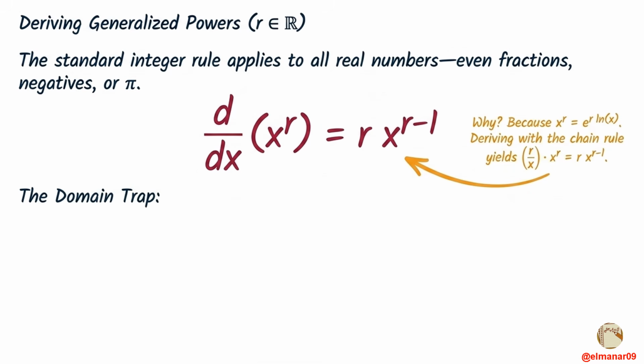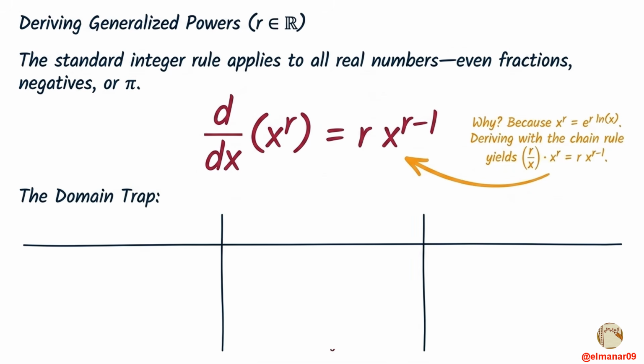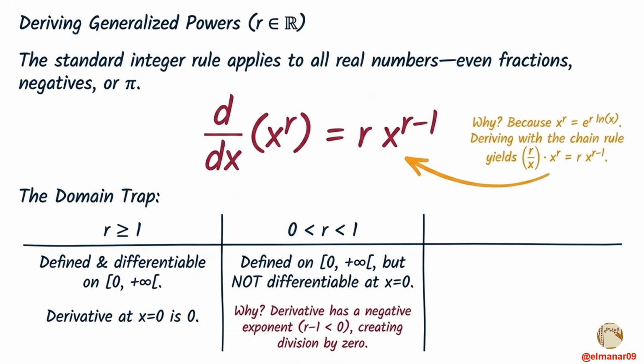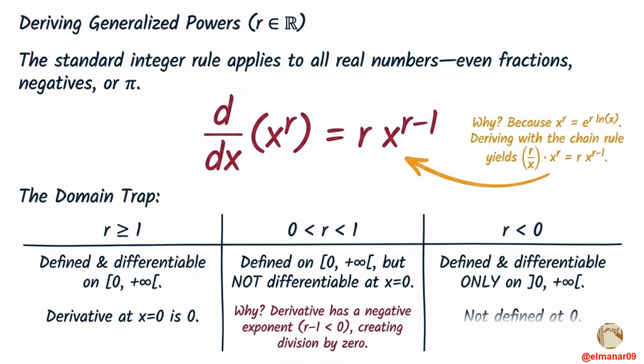But beware of the domain trap. We have three cases. 1. If r is 1 or greater, the function is smooth and differentiable at 0. The derivative is 0. 2. If r is between 0 and 1, like a square root, the function is defined at 0, but not differentiable there. Why? Because the derivative will have a negative exponent, which means you'd be dividing by 0. 3. If r is negative, the function isn't even defined at 0. Always check your domain before you start calculating.